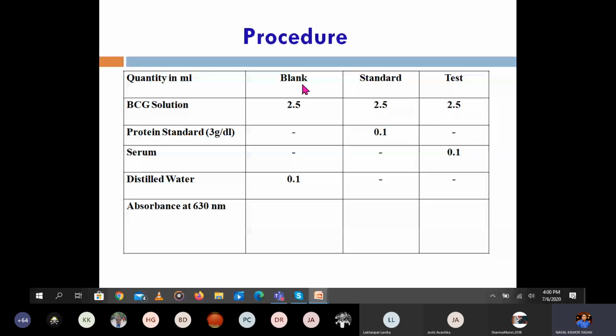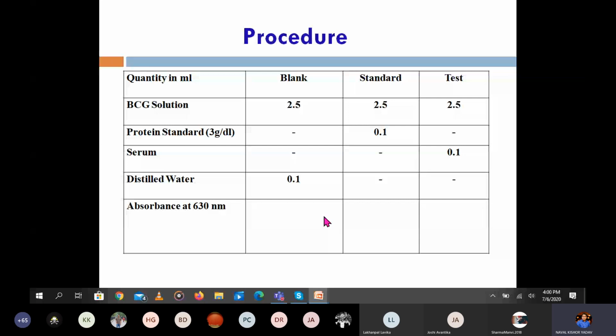Or if you take the reading directly against the blank, no need to subtract the blank. Directly you can write down the OD of test by OD of standard into concentration of standard, that is 3 gram per dl. And while you are writing in your exam the blank, standard, and test optical density, here you don't write anything.